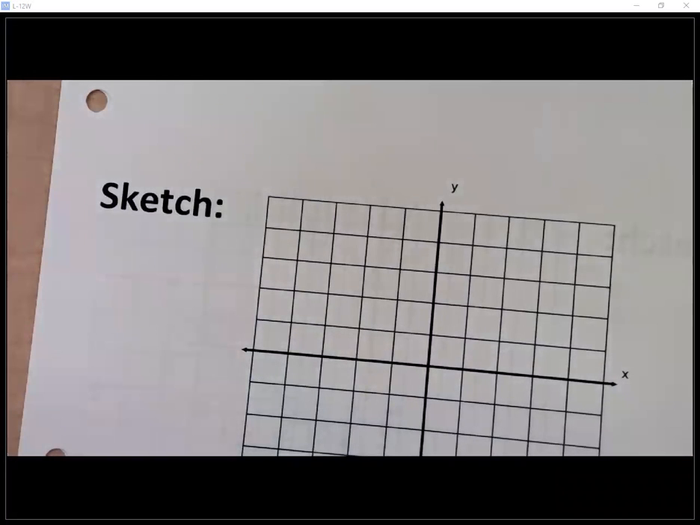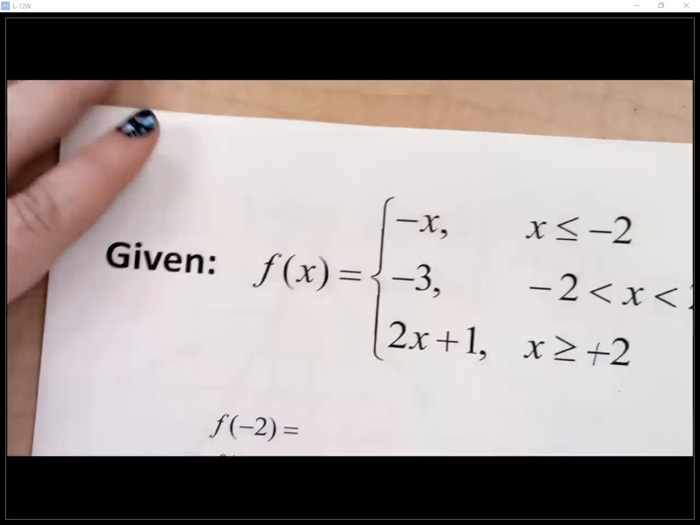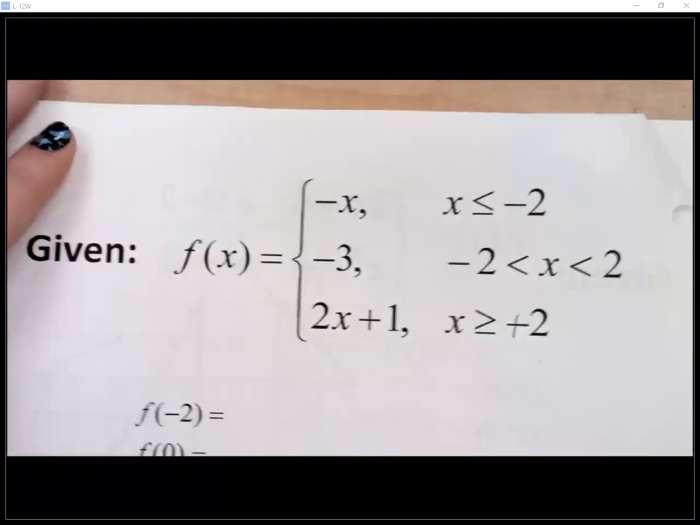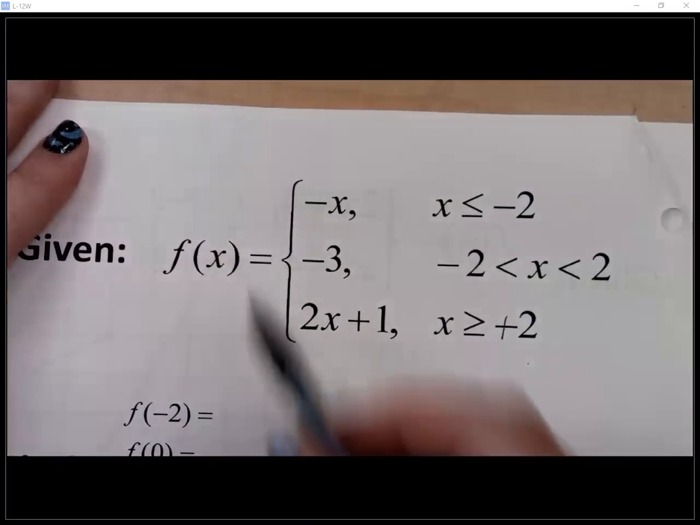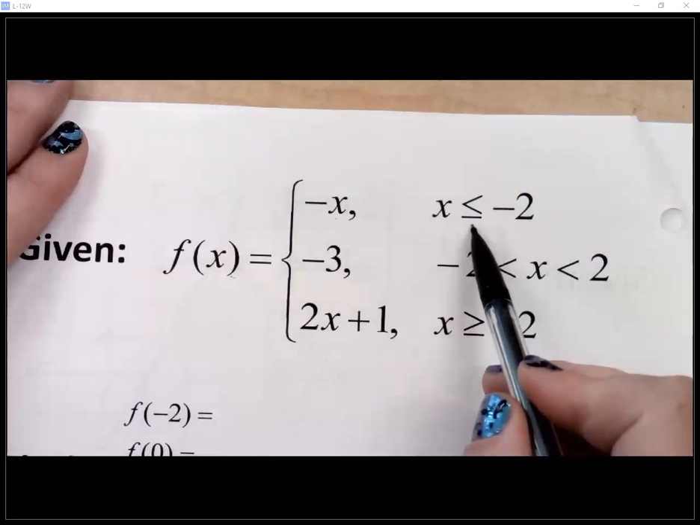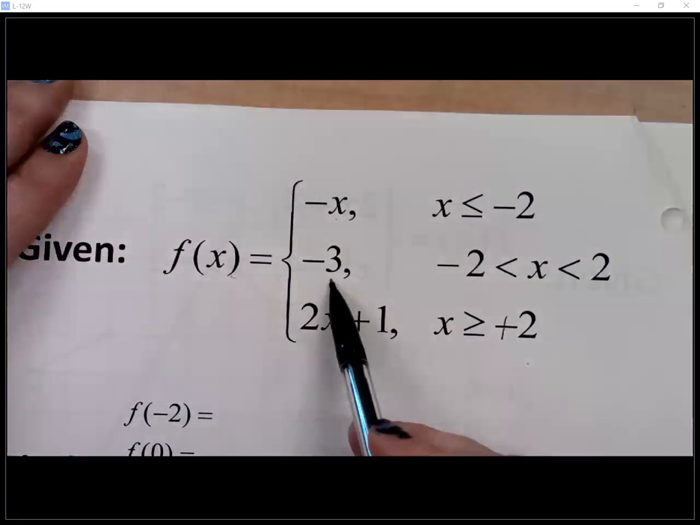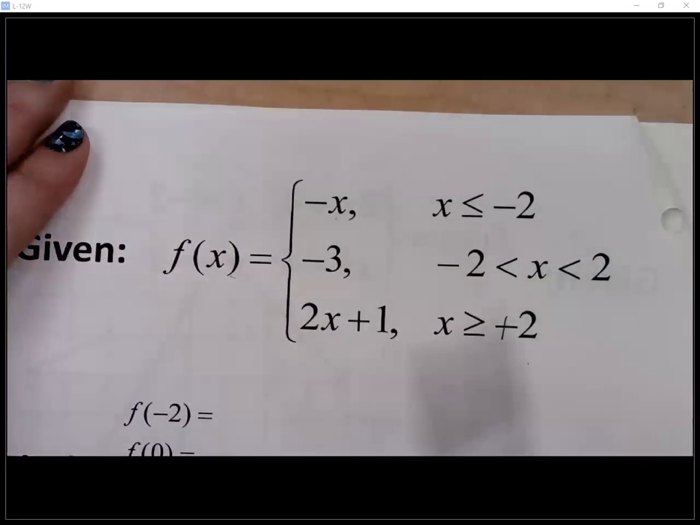Oh, 3 pieces now. Holy Toledo. That's all right. So this graph is going to be y equals -x only when x is less than or equal to -2. It's going to be y equals -3, so just a perfectly flat line at -3 in between the x values of -2 and +2. And then we're going to go up to 2x plus 1 for any x values that are greater than or equal to +2. Okay. See, we had a little mistake, so we fixed it.